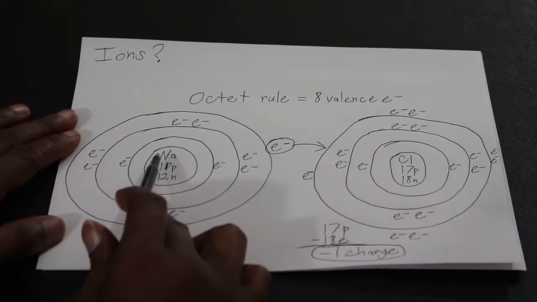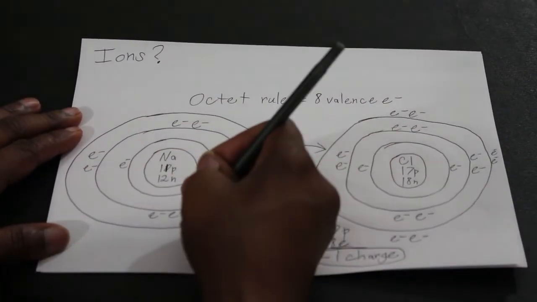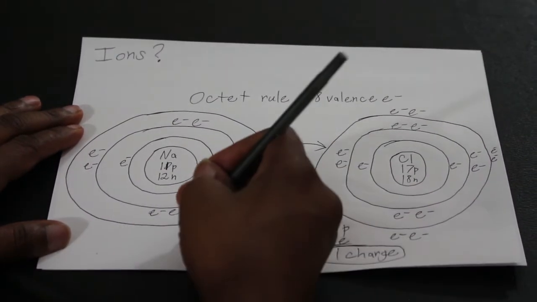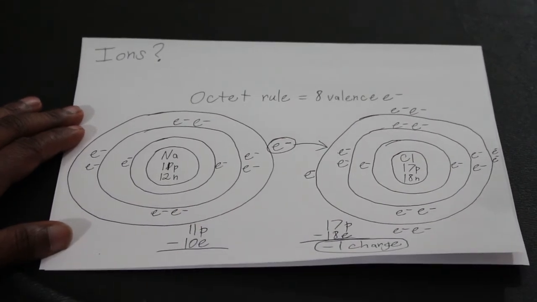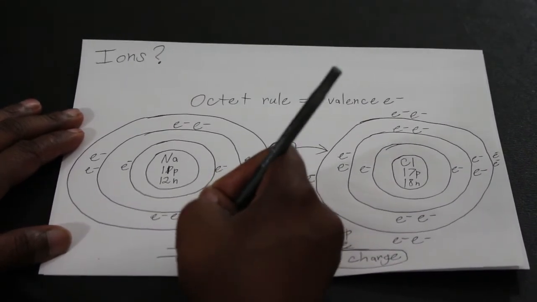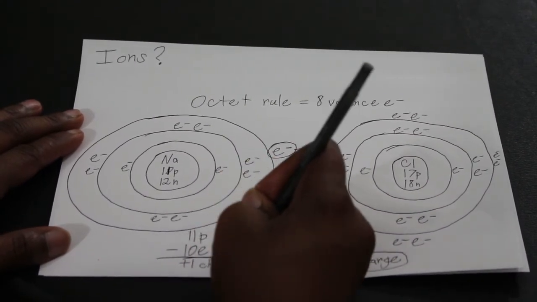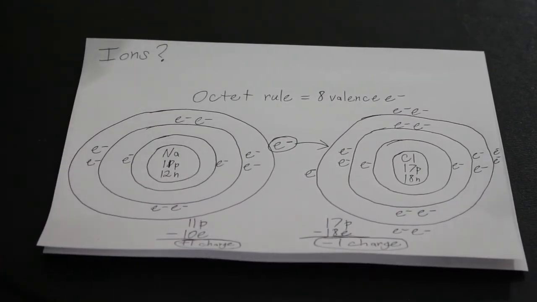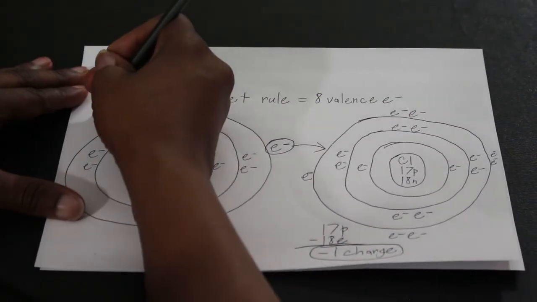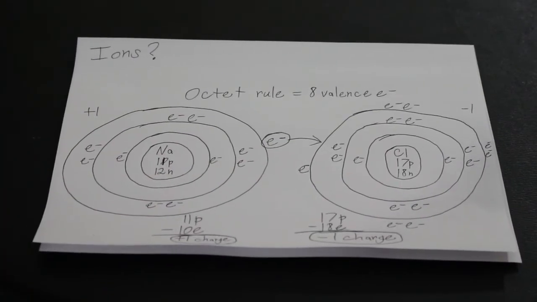Now let's look over here at sodium. Sodium has given away one of its electrons, so now sodium has 11 protons and it has 10 electrons. So if we do the math on it, 11 minus 10, that gives us a +1 charge. Why is it +1? Because protons are positive, and there is 1 more positive charge than negative charge. So that's what an ion is. It's an element or an atom that has a positive or negative charge based on the number of valence electrons it has. And ladies and gentlemen, I hope this tutorial was helpful.